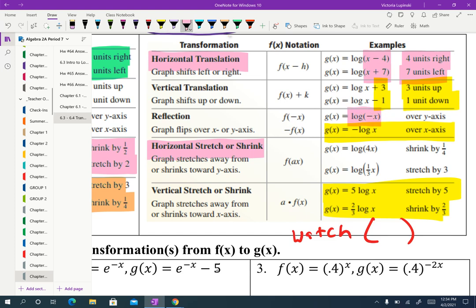So the negative on the inside here reflects you over the y. This 4x on the inside is a shrink by a fourth. This 1/3 on the inside is a stretch by 3. And again, we're going to differentiate between horizontal stretches and shrinks compared to vertical stretches or shrinks. And again, when it comes to parentheses, you want to be careful by what they mean by inside, because in order to be inside of a log, you have to be inside of the parentheses.